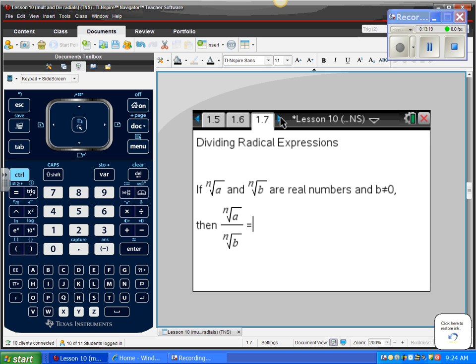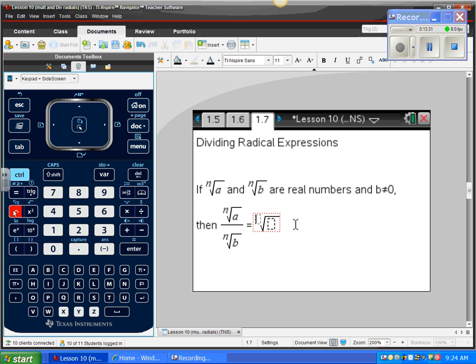All right, so let's talk division. Nth root of A divided by the nth root of B. Again, you have to have the same index in order to do this. So the nth root of A divided by the nth root of B is going to be the nth root of A divided by B. Okay, you just divide the radicands. You keep the index, divide the radicands.